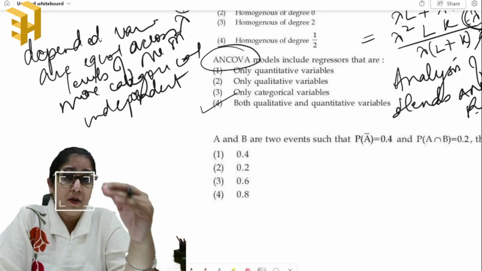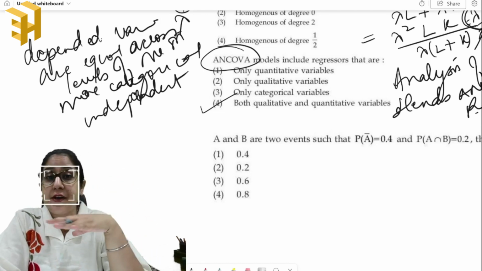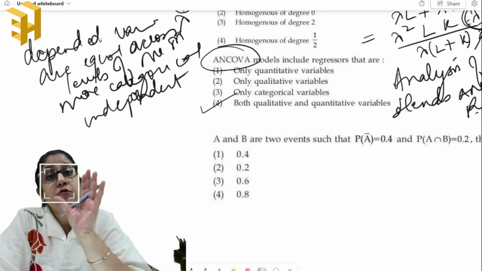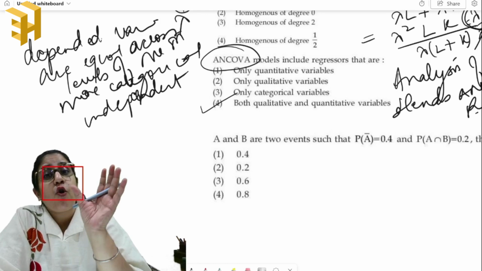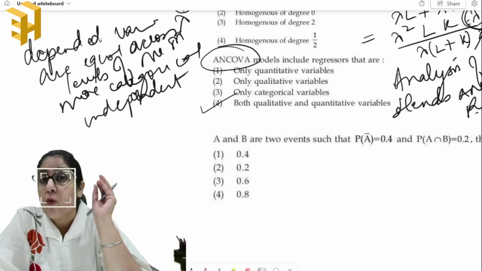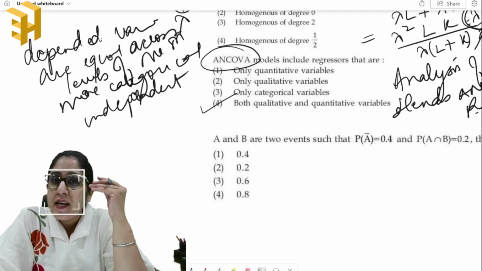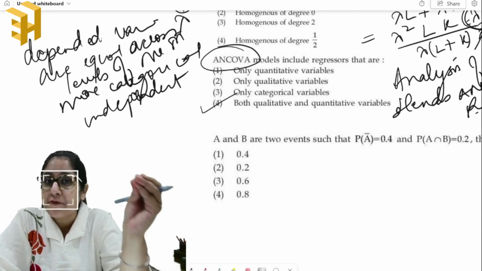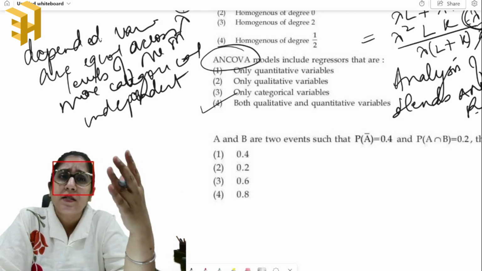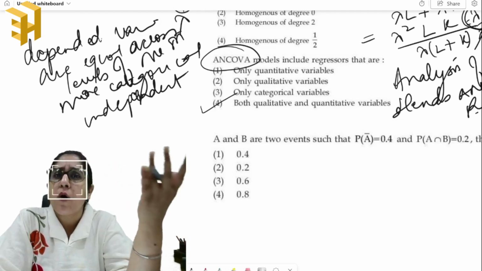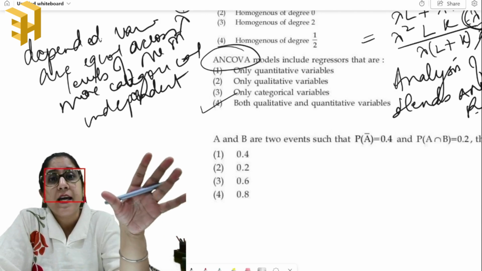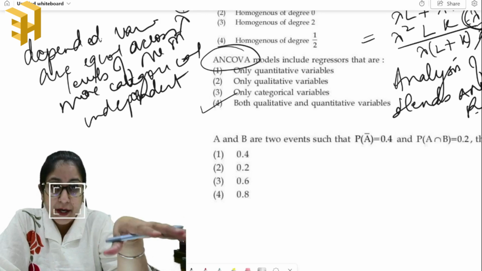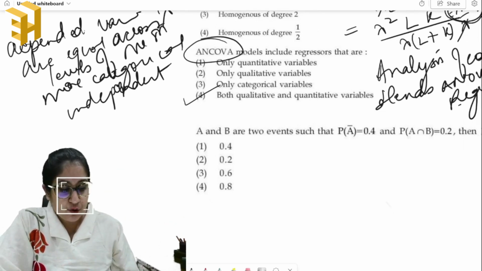Now, categorical variables are very important in case of ANCOVA, right? Now, what are these categorical variables? When you divide the data based on certain qualitative traits, for example, height, longevity, or any such qualitative trait, then we say that the variable is a categorical variable. Okay. Next question.